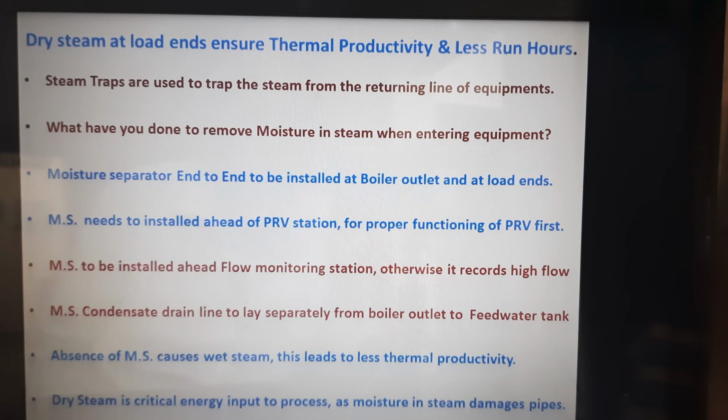So, if the moisture separator is not there, it definitely causes wet steam and lower thermal productivity. Also, the pipelines get corroded. So, for the sustainable thermal health of the equipment and for productivity, a moisture separator is needed end to end.